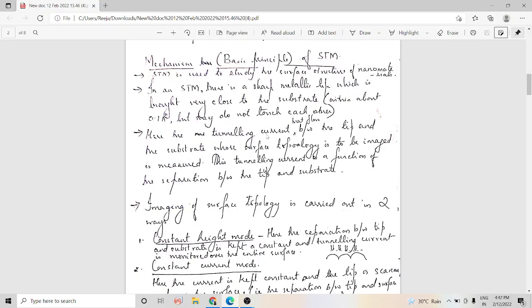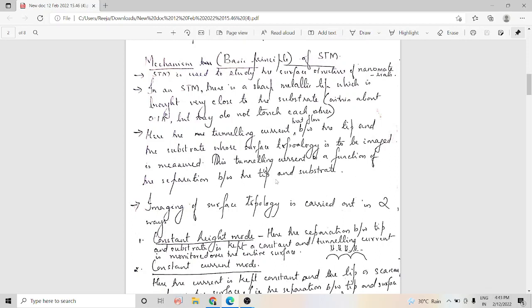Here, a tunneling current flows between the tip and the substrate. Why a tunneling current? Because they are brought very, very close to each other, yet they do not touch each other. So classically, a current should not flow between the tip and the substrate. But quantum mechanically, there is a possibility for a current to flow between the tip and the substrate, and that is this tunneling current. So here a tunneling current flows between the tip and the substrate, whose surface morphology is to be imaged or measured. Now, the tunneling current is a function of the separation between the tip and the substrate. So the tunneling current varies as the separation between the tip and the substrate varies.